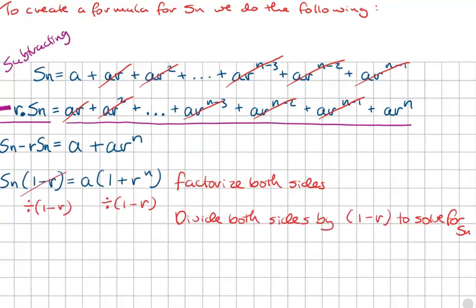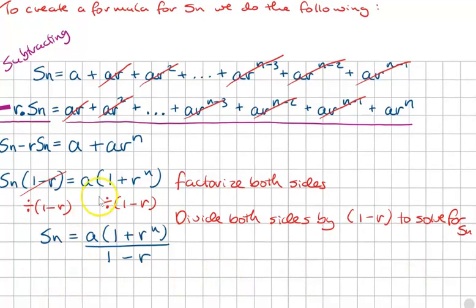And then we divide both sides by 1 minus R so that we can solve for Sn. And then we're left with A times 1 minus R to the power of n, all over 1 minus R. So this is our Sn formula for the sum of a series of a geometric sequence.